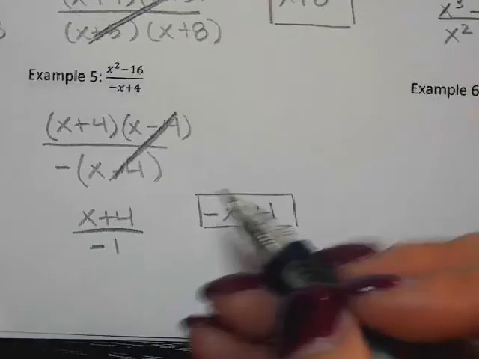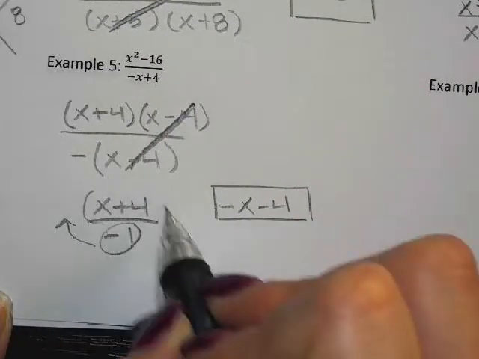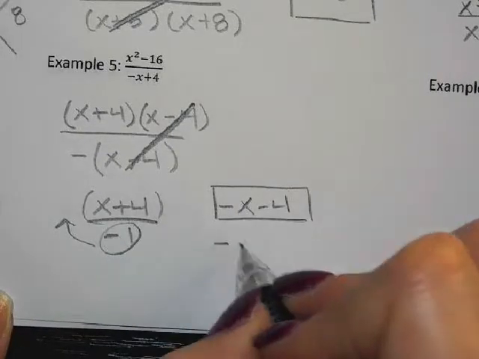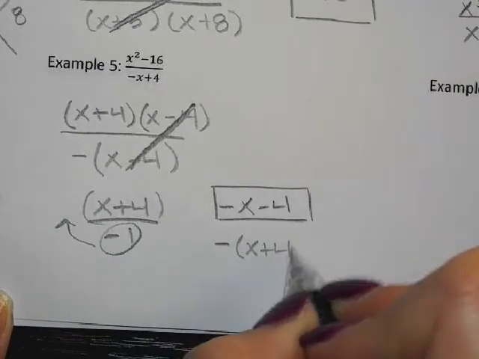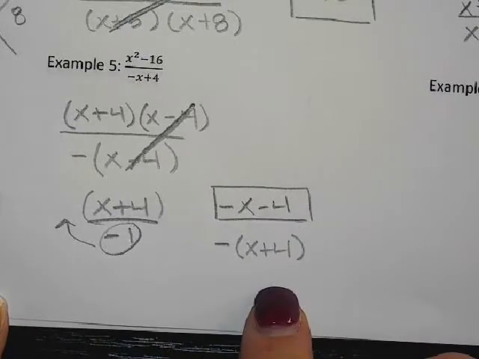You will see some people, when they see a negative on the bottom of a fraction, they just move it to the front and put it in front of parentheses. So you might also see it as negative of x plus 4. These are both good answers. They both get full credit. Okay.